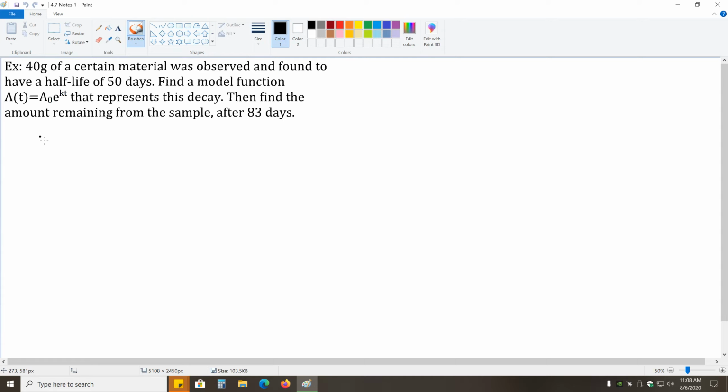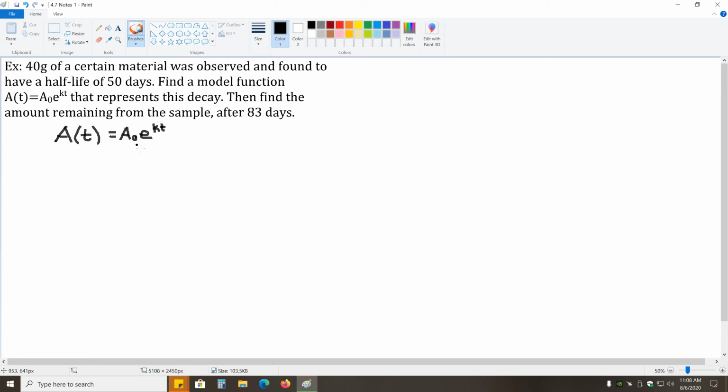To start off, we're going to make note of our function, A of t equals A naught e to the kt. It's important to note what all of this means. k is our decay rate constant, and A naught is the initial amount. e is just our natural base, and t is the variable for the time at which a certain amount was there. Once we find A naught and k, we have the model function, and then we can just plug 83 in for t to find the amount after 83 days.